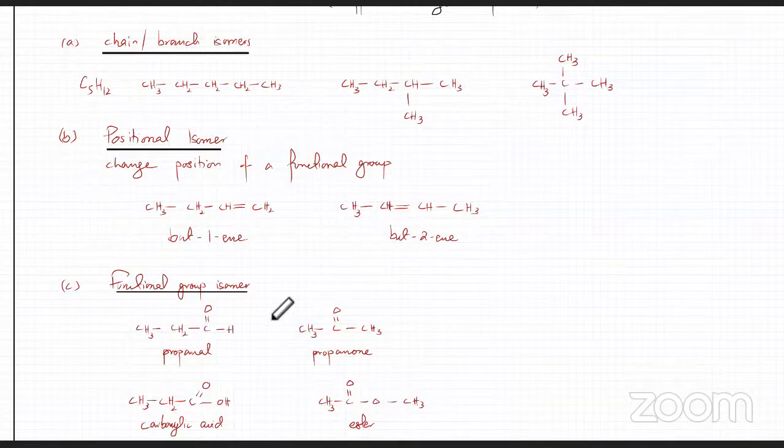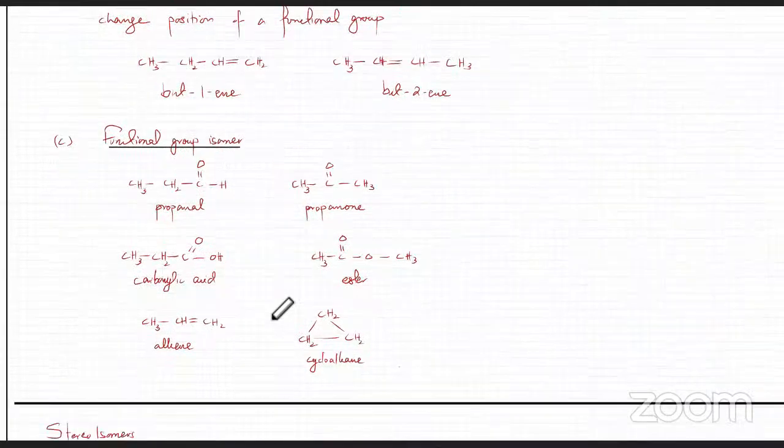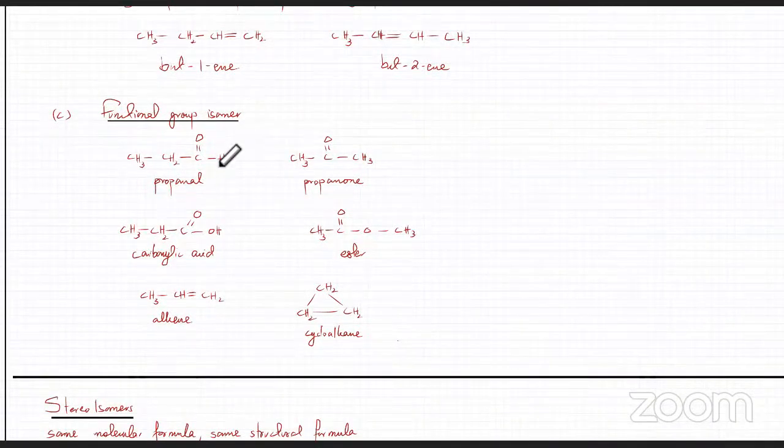So isomers have the same molecular formula, different structural formulas, and in functional group isomers, aldehydes and ketones tend to be isomers of each other. Carboxylic acids and esters tend to be isomers of each other. You've got alkenes and cycloalkanes, they also tend to be isomers of each other.